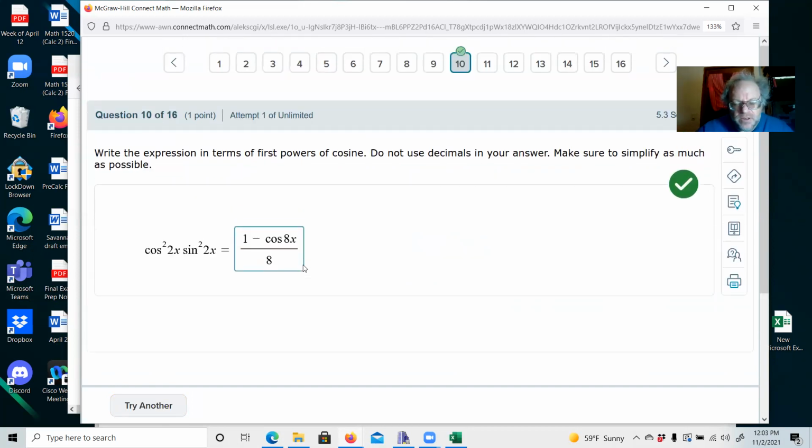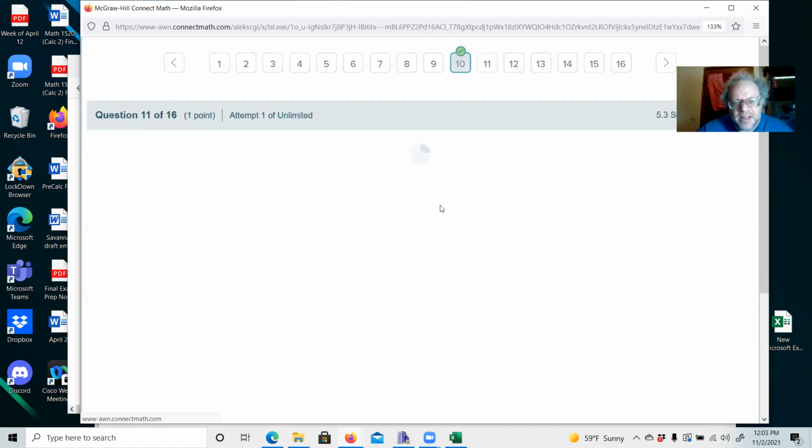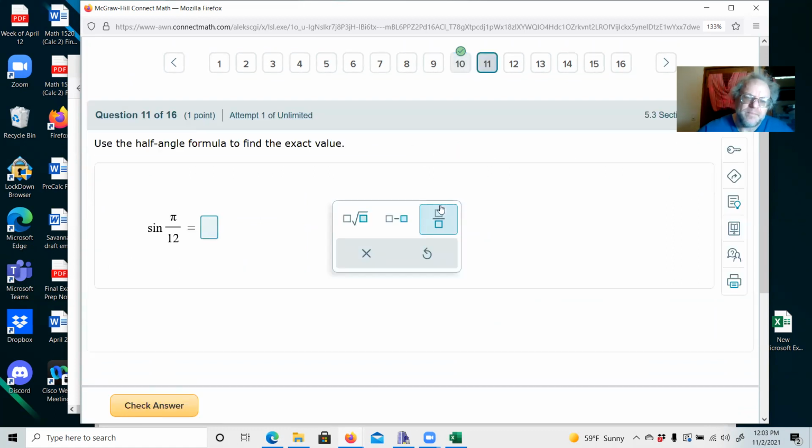Okay, so again, careful with this. This is a classic problem I would give somebody in Calc 2. Hey, you guys can do this, right? So we have something like that. Okay, use the half angle formula to find the exact value. All right, so let's go ahead and set that up.